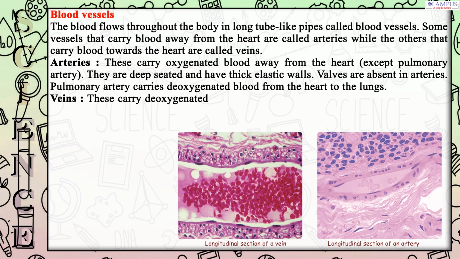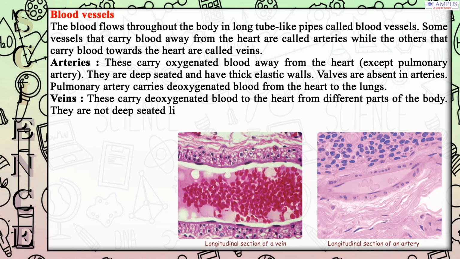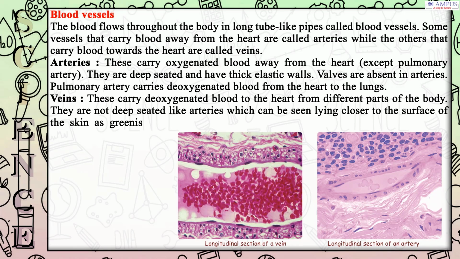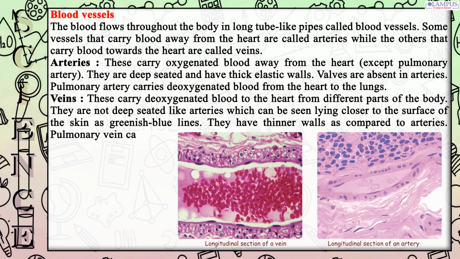Veins. These carry deoxygenated blood to the heart from different parts of the body. They are not deep-seated like arteries, and can be seen lying closer to the surface of the skin as greenish-blue lines. They have thinner walls as compared to arteries. Pulmonary vein carries oxygenated blood from lungs to the heart.